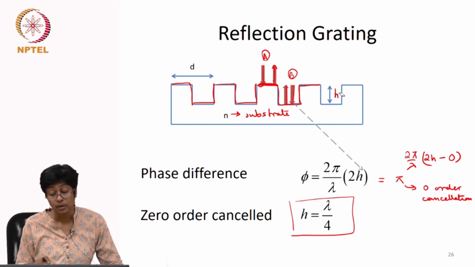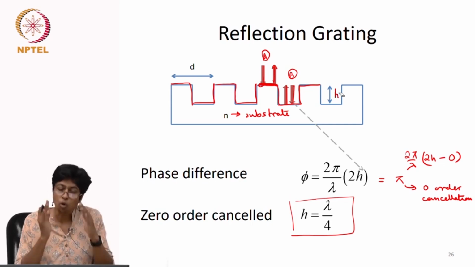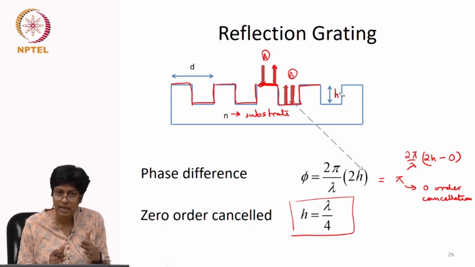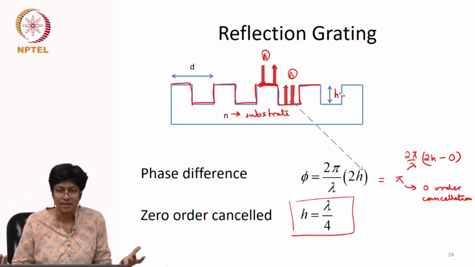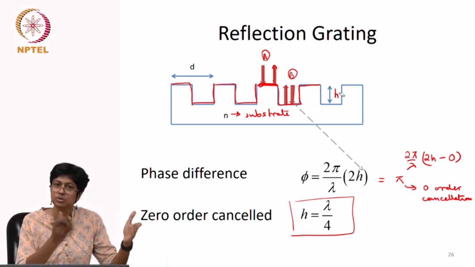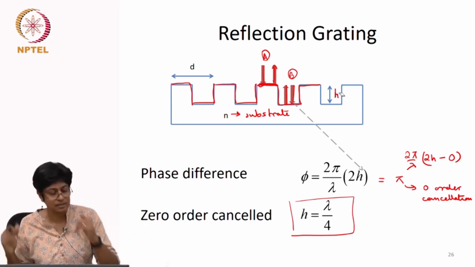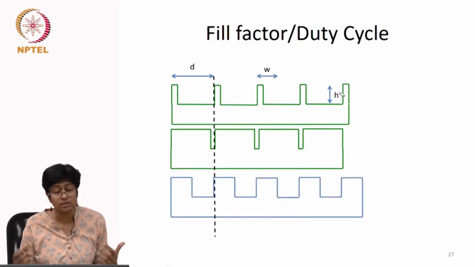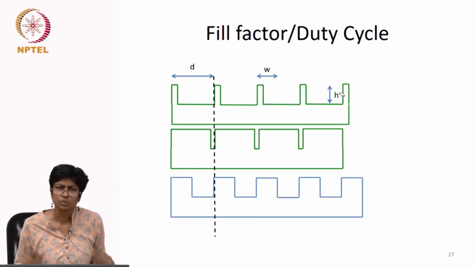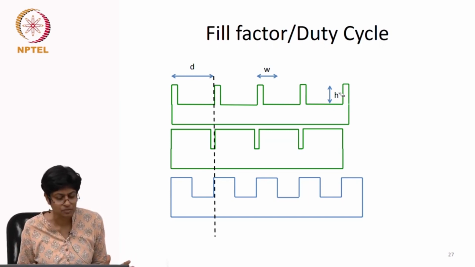Okay, so if we have designed the height of your grating correctly, you have cancelled the zeroth order. That means all the available light, all the incident light is only going into higher orders. But even there, how do I know how much goes into the first, the second, the third, the minus first, the minus second, the minus third? So we need to look at the fill factor or the duty cycle. So let's think of this before we try to do any maths for it.